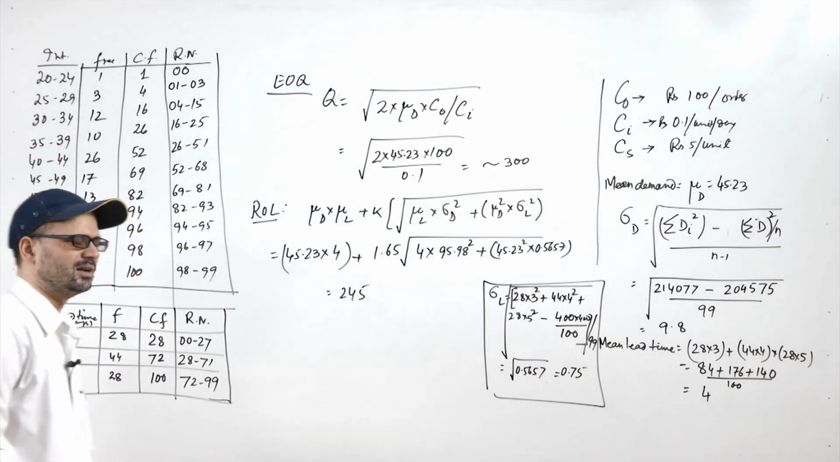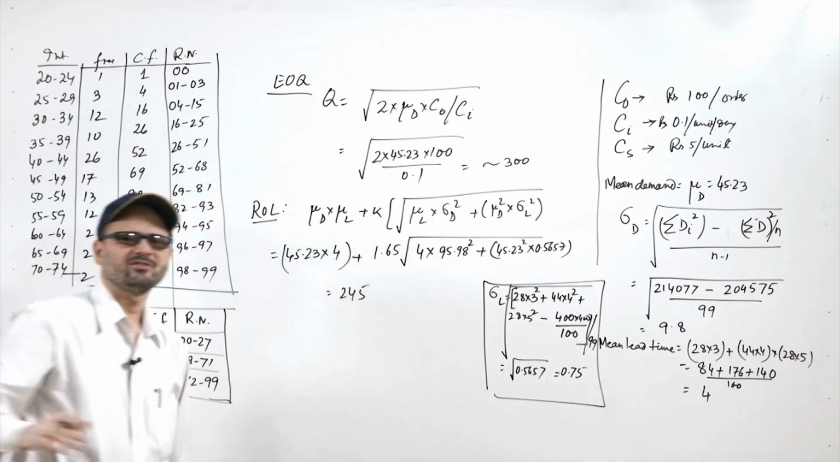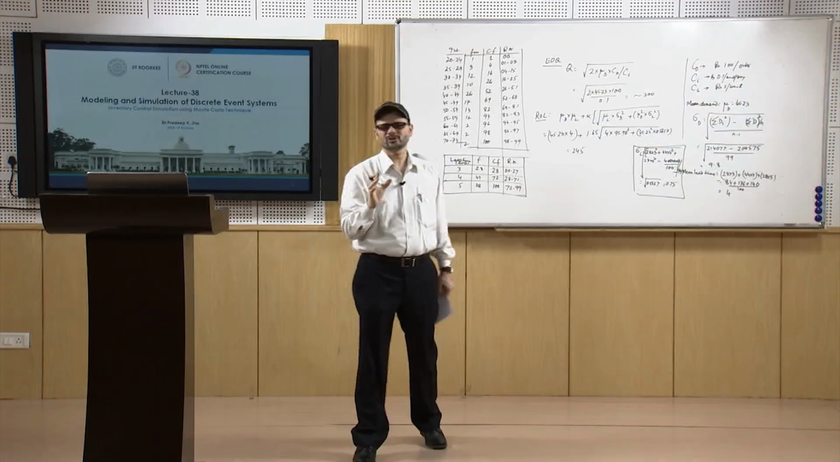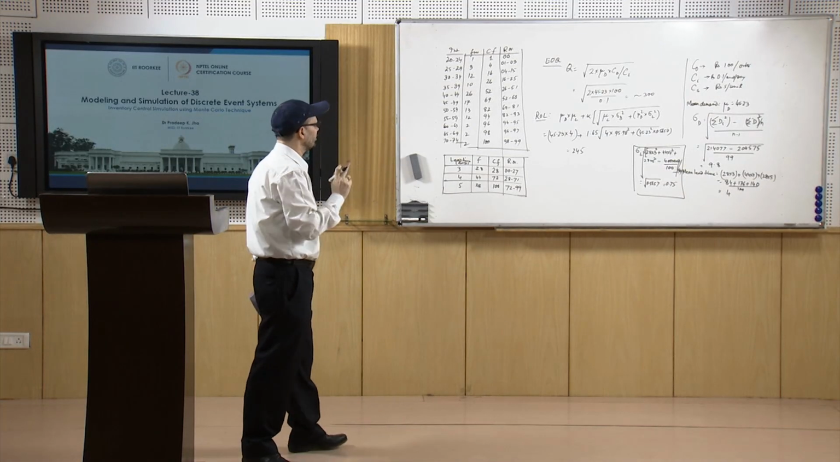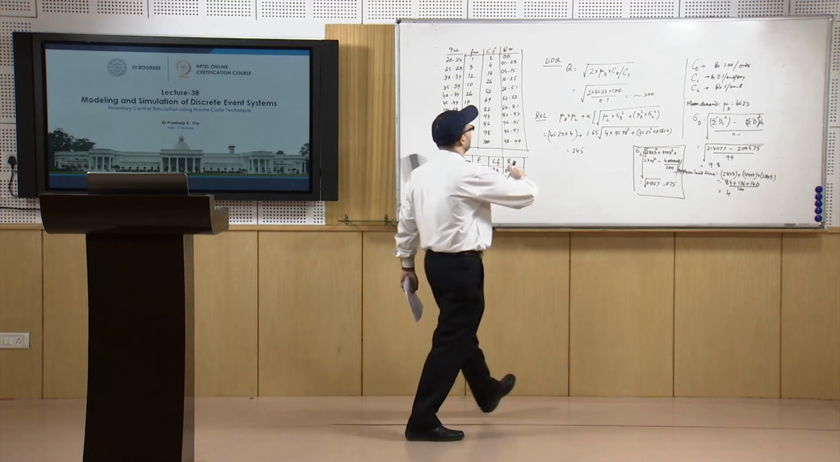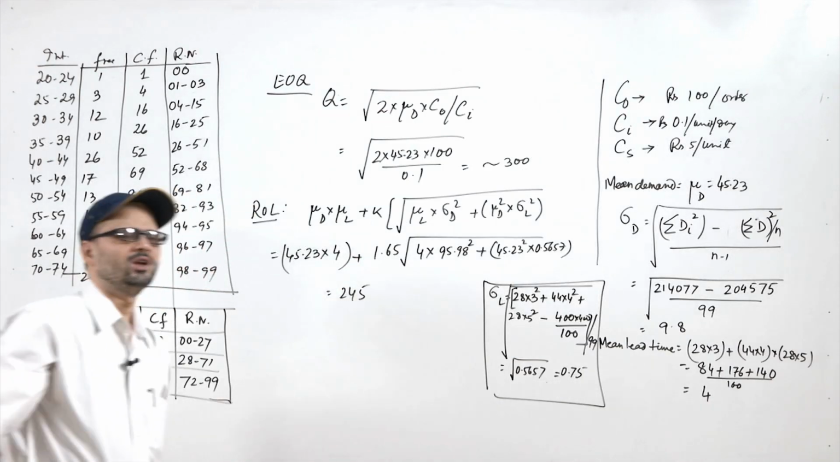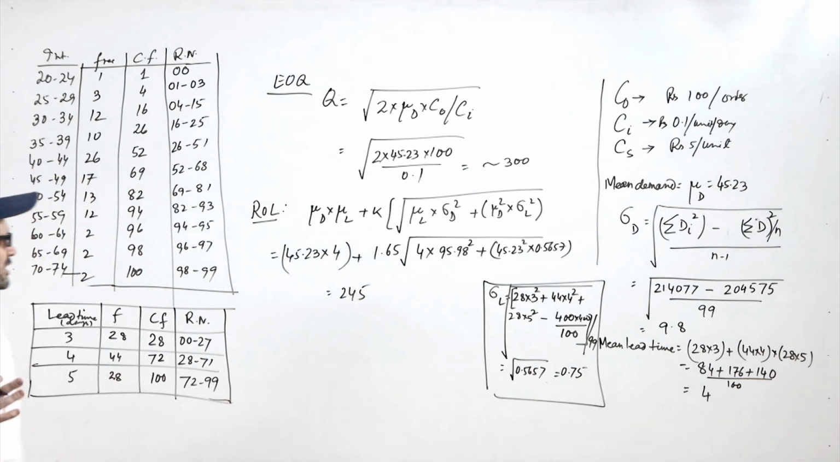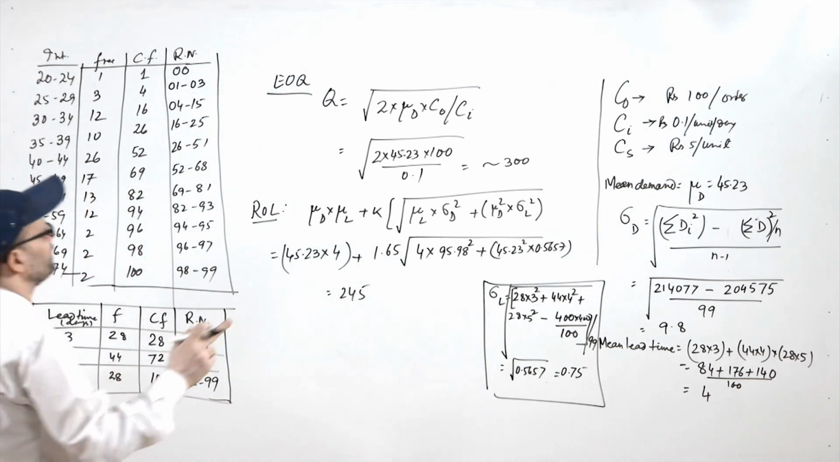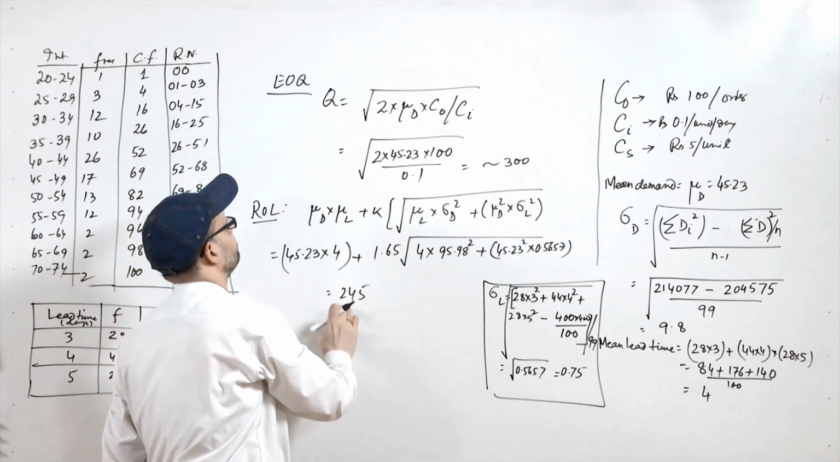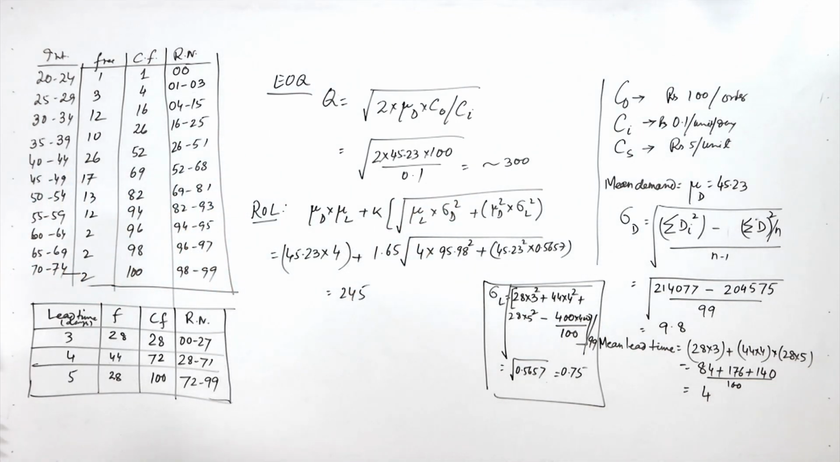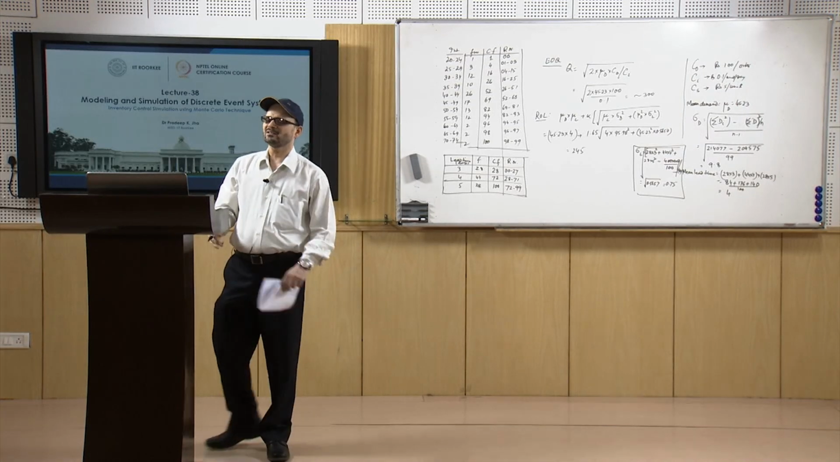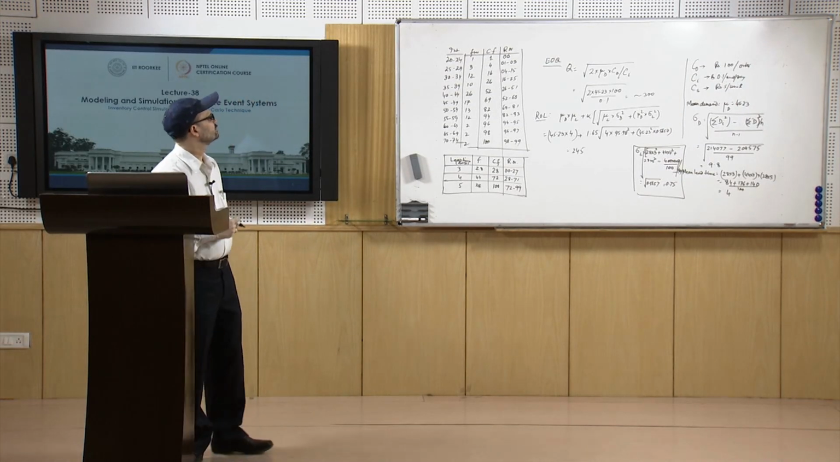This will be larger if we try to be 99% sure that there will not be any shortage. In those cases, you have to go for a larger k value, more than 2, so the reorder level becomes considerably larger. So, what we see is that you have the order quantity of 300 and the reorder level of 245. Now, we have to start the simulation.